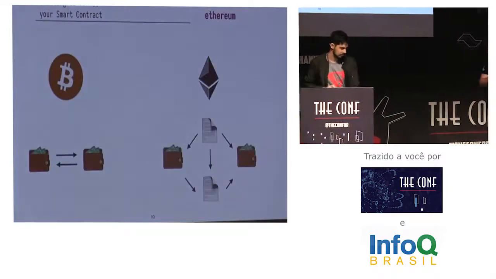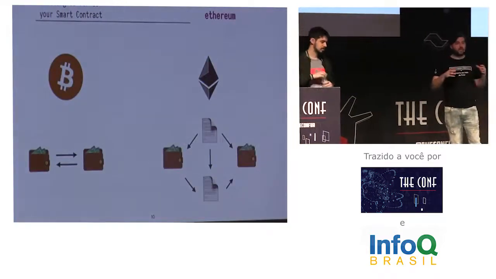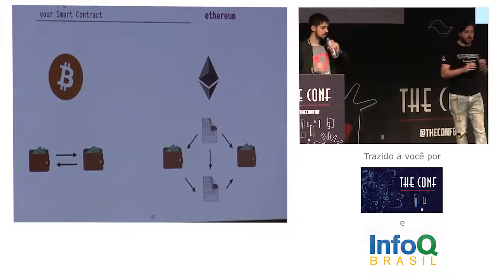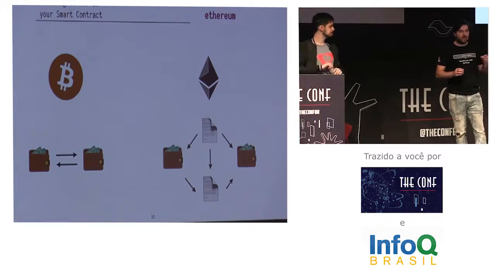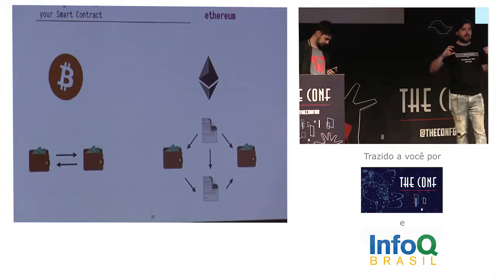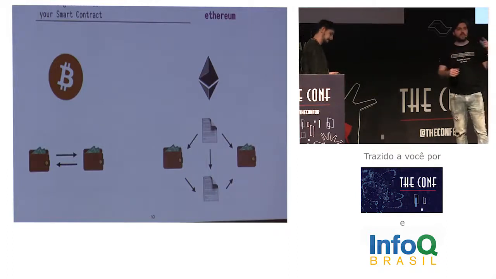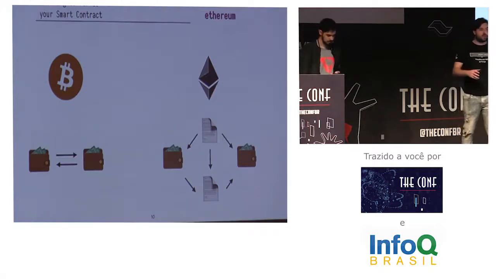In Bitcoin, the blockchain is used for one big application, transactions between wallets. But in Ethereum, you can do more. Ethereum has a Turing-complete virtual machine. You can write your smart contract, put it in the blockchain, and execute this smart contract. This smart contract can interact with other smart contracts or other accounts.